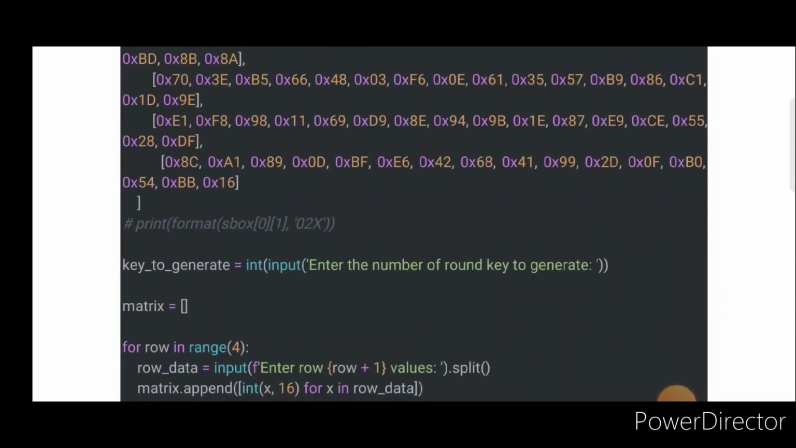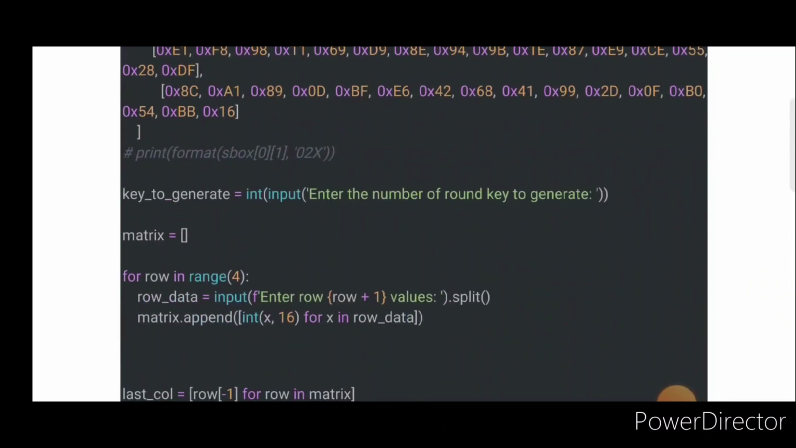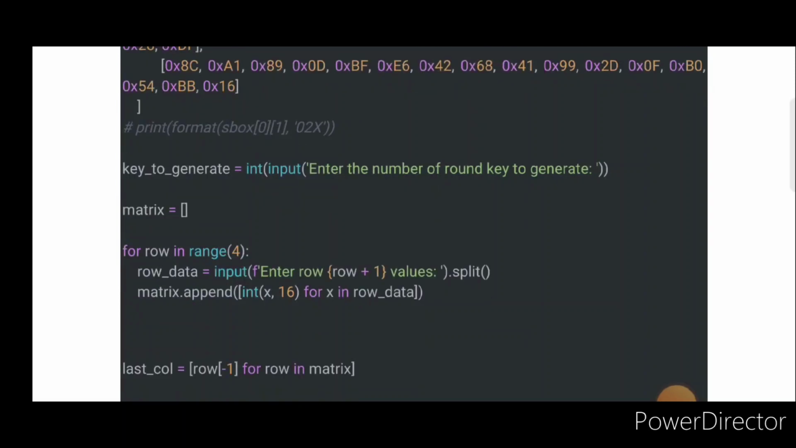And then comes the user input. The code prompts the user to input the number of round keys they want to generate. This number determines how many round keys will be derived from the original key. It then asks the user to input values for a 4x4 matrix. These values represent the initial key or a portion of it, depending on the context.